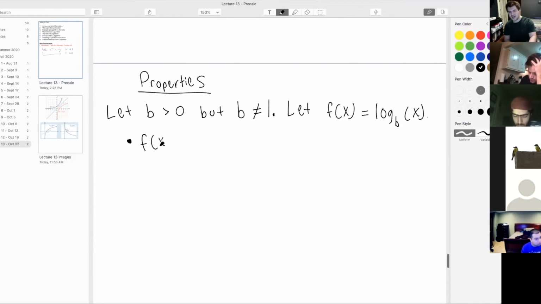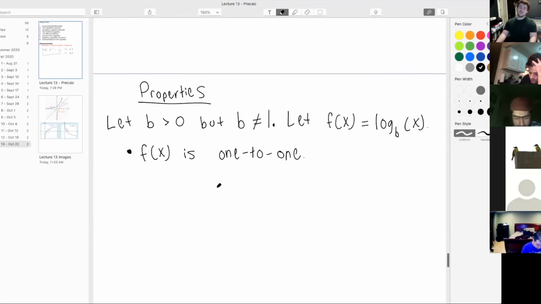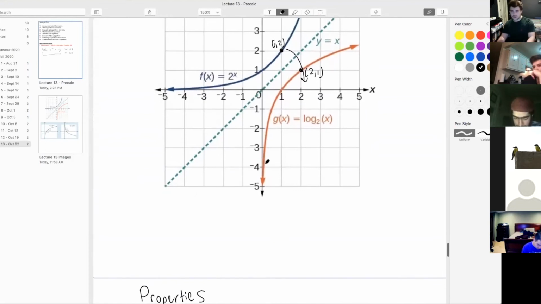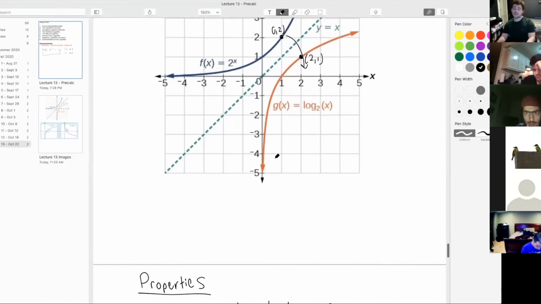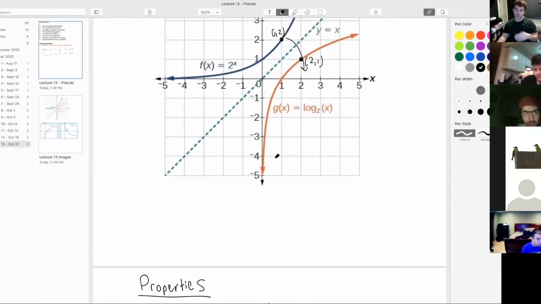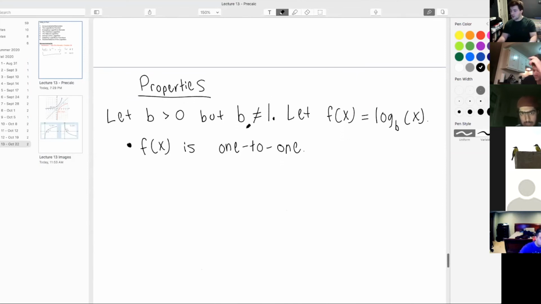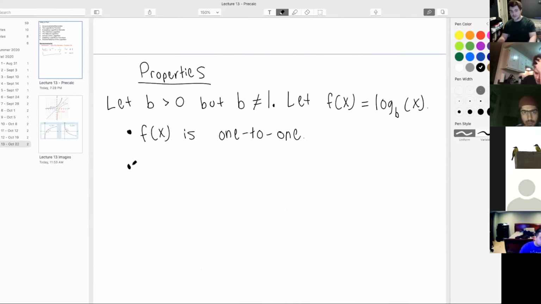All right, first, it is 1 to 1, so that's nice. And you can see that it's 1 to 1 by inspecting the graph of log base 2. You can see that it passes the horizontal line test. But it turns out all of the logarithms will be 1 to 1, no matter what the base is, as long as it's greater than 0 but not equal to 1. Okay, so 1 to 1, which is great.